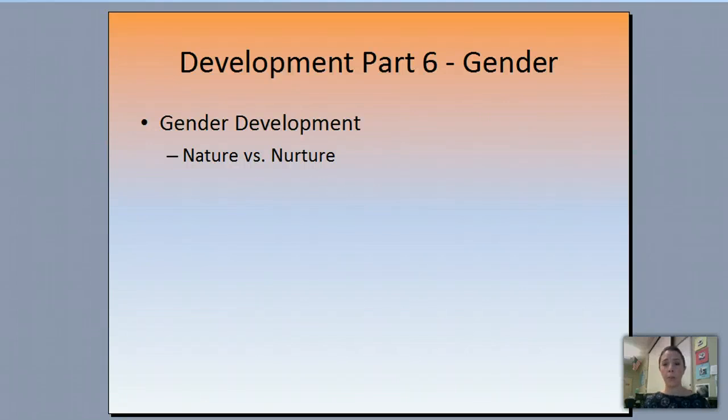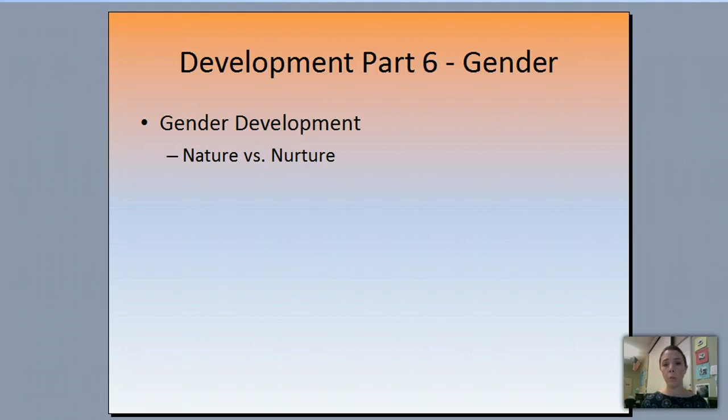Hello and welcome to Development Part 6, more notes on gender. These notes will be looking at gender development, so talking about from infancy to childhood to adolescence to adulthood, how much nature or biology plays a factor in our gender or identity, and how much nurture, our environment, does.